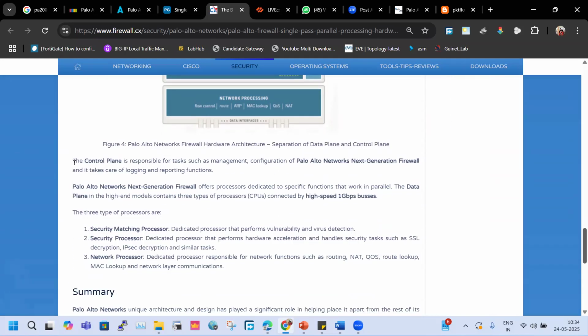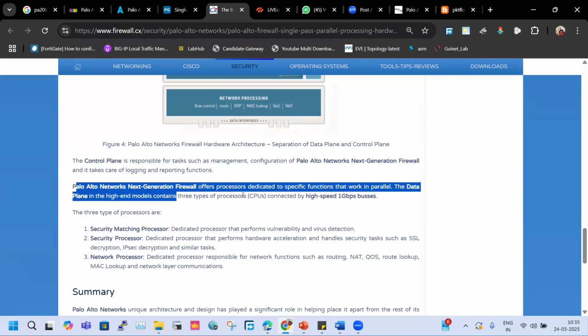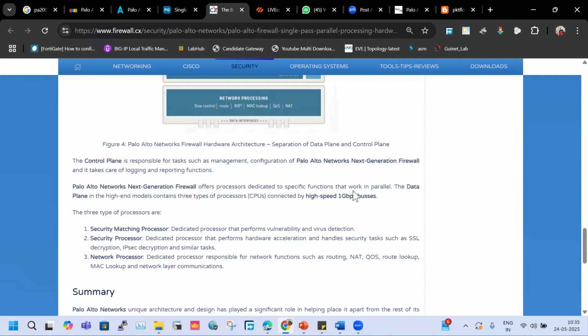Here, the control plane is responsible for tasks such as management and configuration of Palo Alto Networks firewalls, and it takes care of logging and reporting functions. The Palo Alto next-generation firewall offers processors dedicated to specific functions that work in parallel. The data plane in a high-end model contains three processors connected by high-speed 1 Gbps buses, so the data plane is further divided into three parts.